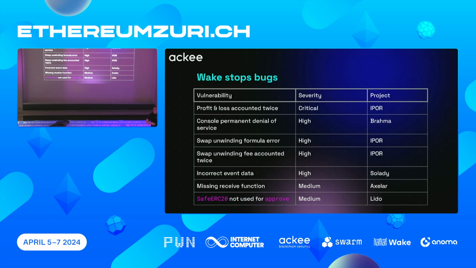Wake stub hex. This is an example, like an incomplete table of all findings that were found using Wake. It was found using fuzzing, using differential testing, and there are quite high or critical vulnerabilities, and also projects that are well known, like Brahma, which is a very nice project built on Safe. Or, for example, Solidity. I believe many of you know Solidity. There's also Axelar, which is like a cross-chain solution for interchain transfers between multiple chains, or, for example, Lido.